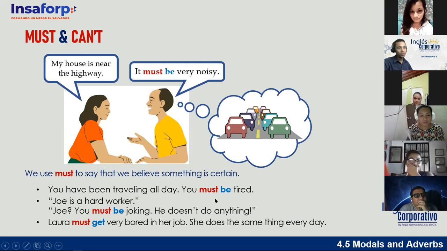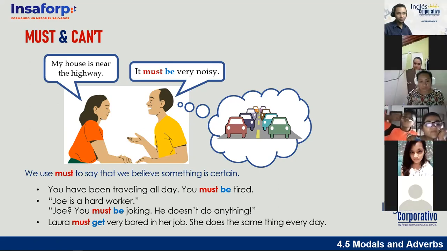Joe is a hard worker. Joe must be joking. He doesn't do anything. Okay, thank you, Estela. It's a conversation. The first person says, Joe is a hard worker. Trabaja muy duro, ¿verdad? Y el otro, Joe? You must be joking. He doesn't do anything. Tienes que estar bromeando. You must be joking. He doesn't do anything.